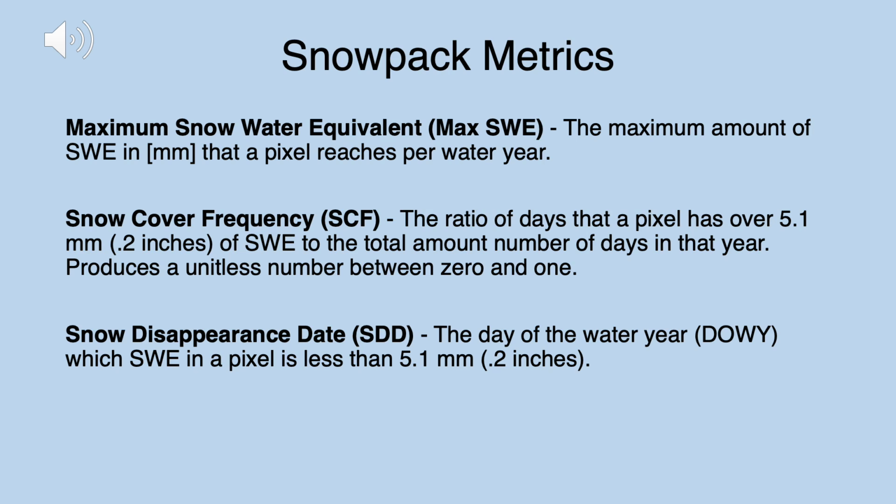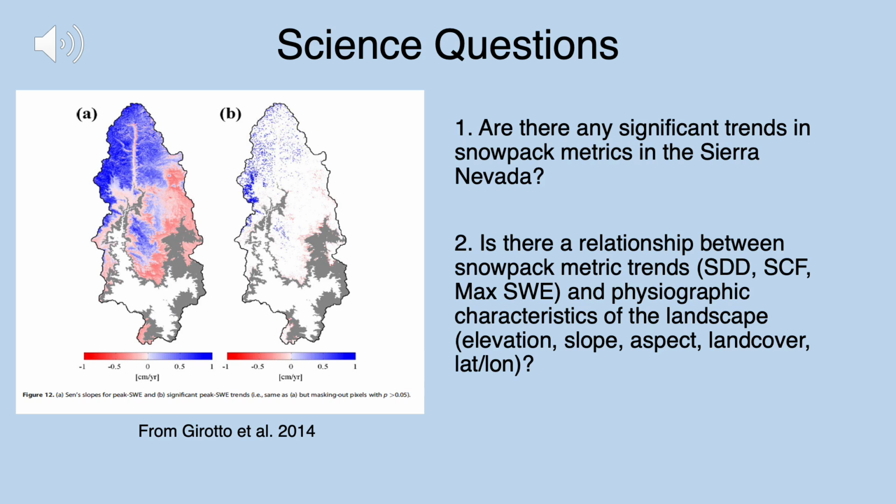And the last and final metric is snow disappearance date, known as SDD, and this is the day of the water year at which a pixel has less than 5.1 millimeters of SWE in it. There are two main science questions we are going to be investigating in this work. First, and simply, are there any significant trends in the snowpack metrics we just defined in the Sierra Nevada?